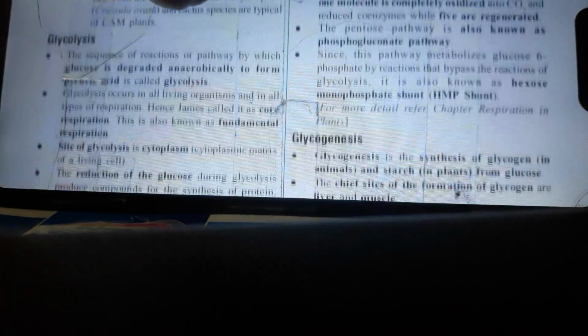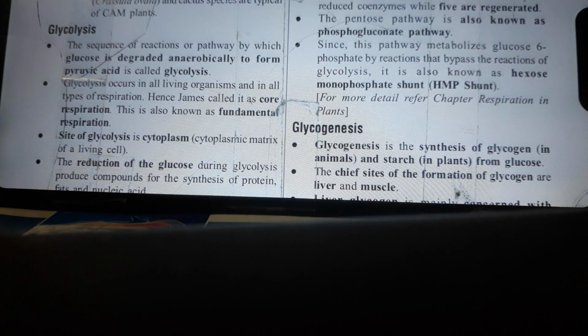Next, glycolysis. This is a continuation from the NEET lectures. The sequence of reactions or pathway by which glucose is degraded anaerobically to form pyruvic acid is called glycolysis. Glycolysis occurs in all living organisms and in all types of respiration. Hence, it is called core respiration. This is also known as fundamental respiration. The site of glycolysis is the cytoplasm.